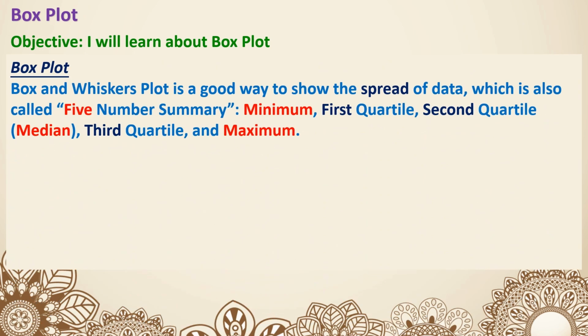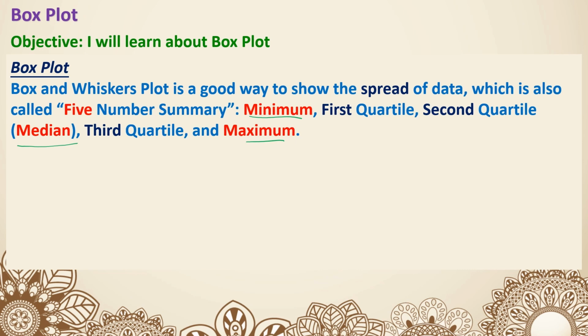Box plot is also called box and whiskers plot because we're going to draw whiskers. It's a good way to show the spread of the data, which is also called 5-number summary. And here are the 5 numbers that we need. We need the minimum and the maximum. That's a guarantee. We need the median, which we have learned how to find. And we also need something called first quartile and third quartile.